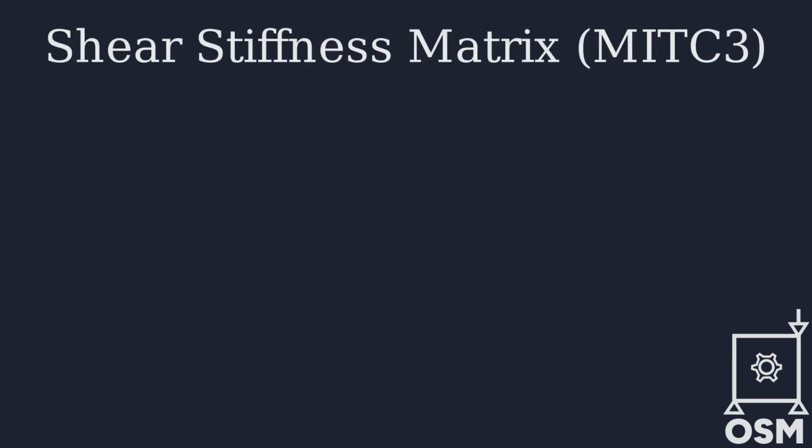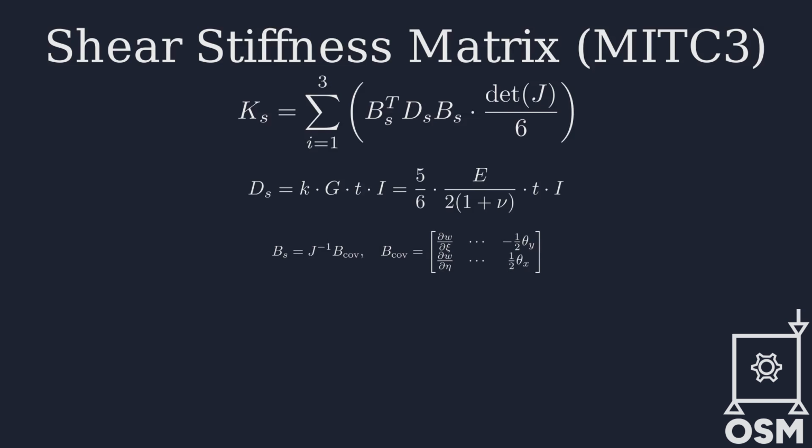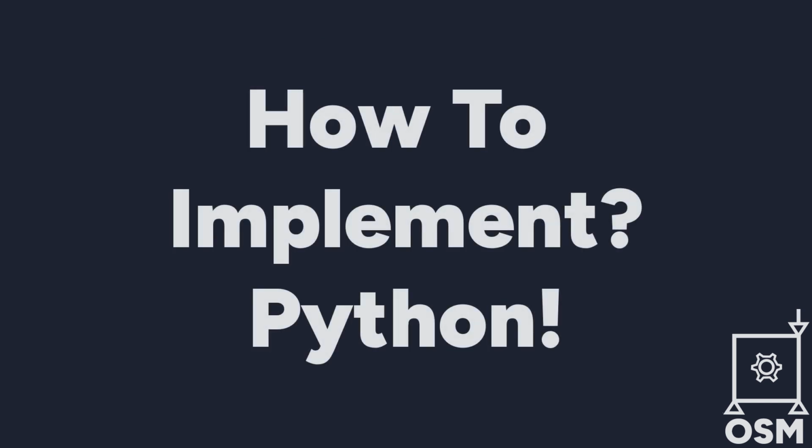Here's the key idea for shear. We define a covariant B matrix at each tying point and map it to global coordinates using the Jacobian. Then we integrate along the edges, or more accurately over areas with edge-based info. This removes locking.